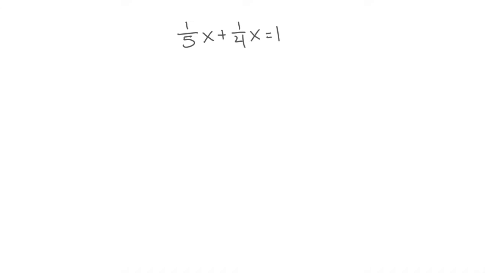Now we'll solve this equation for x. To do that, let's multiply both sides of the equation by the LCD, which is 20. So we multiply the left side of the equation times 20, and we'll multiply the right side by 20. When we do that, 20 times 1/5 x is 4x, plus 20 times 1/4 x is plus 5x, and the right side of our equation is 20.